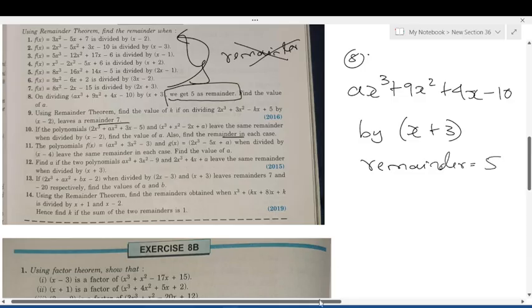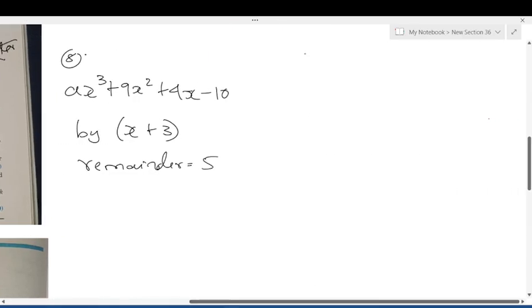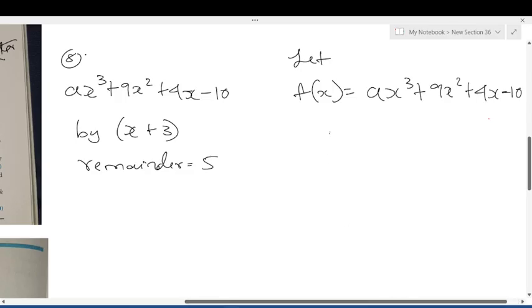I'll tell you how to write the equation now. Same as before, let f of x equal ax cube plus 9x square plus 4x minus 10. Take the divisor, x plus 3 equals 0. What is the value of x? x is equal to minus 3.